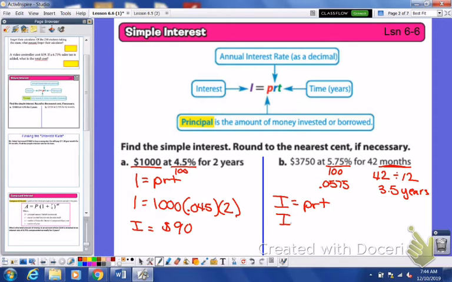Now we just write out a formula, I equals PRT. Again, we're looking for our interest. Our principal is 3,750 times our rate, 0.0575, times our time, 3.5. Put all that in our calculator, multiply it out, and we get, rounded to the nearest cent, remember we're talking about money, $754.69. So that was 2 examples of our simple interest.